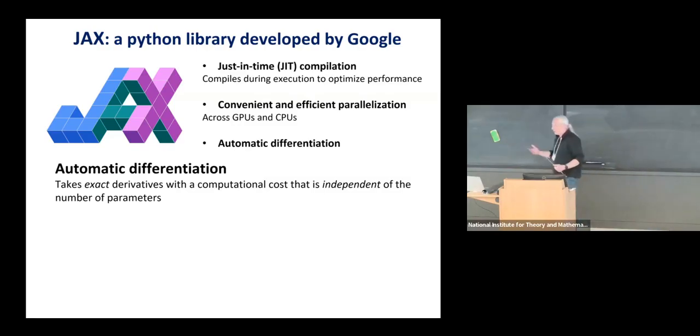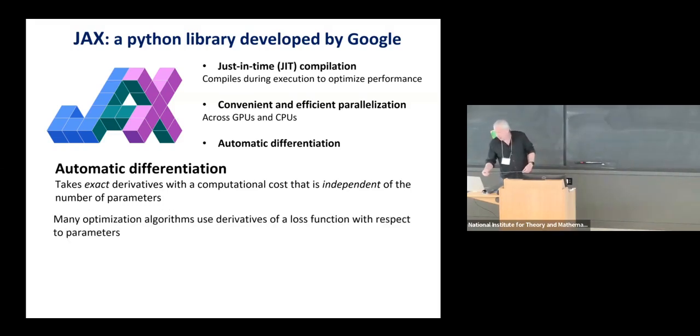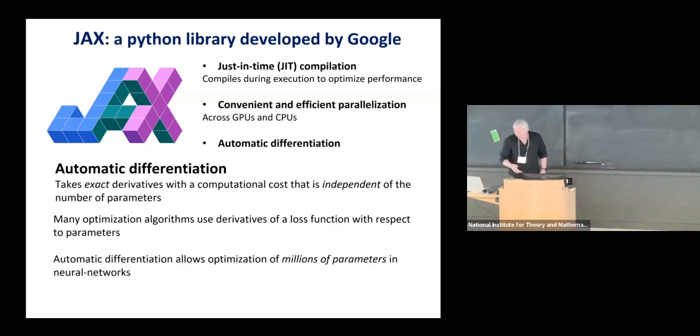So what does that mean? One of the reasons why that's important is that many optimization algorithms use derivatives of some loss function with respect to parameters to optimize something. You're trying to optimize the fit of this to that. You invent some loss function, and you want to know how this loss function improves or gets worse as you change parameters, and this allows you to compute that very well. Automatic differentiation allows optimization of millions of parameters in neural networks. That's how they can train these things.